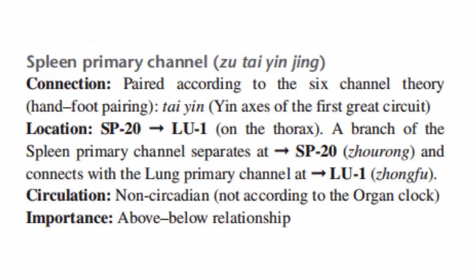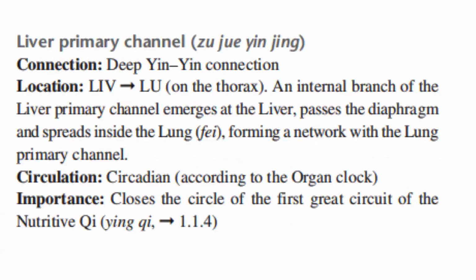The lung channel also connects with the spleen primary channel. The connection is paired according to the 6-channel theory. This is the hand-foot pairing, the Tai Yin, yin axis of the first great circuit. Location: spleen 20 to lung 1 on the thorax. A branch of the spleen primary channel separates at spleen 20 and connects with the lung primary channel at lung 1. Circulation is non-circadian. That means it's not according to the organ clock. Importance of this connection is above-below relationship.